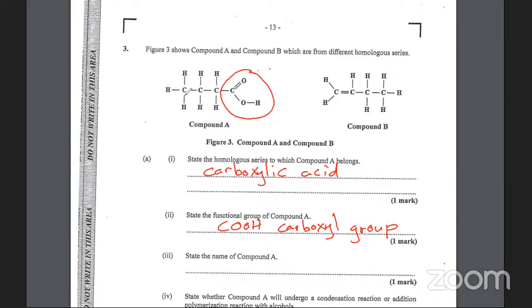The name of compound A: carboxylic acids end in -anoic. And it has 1, 2, 3, 4 carbons. So it is butanoic acid.